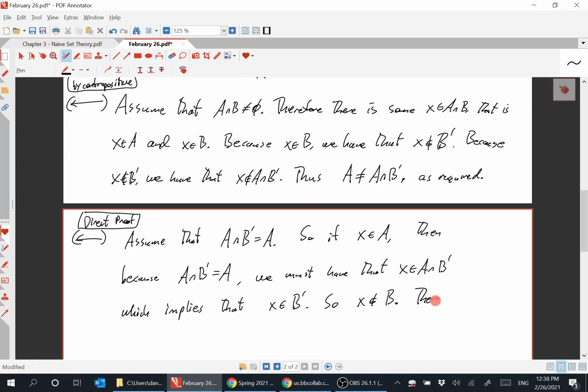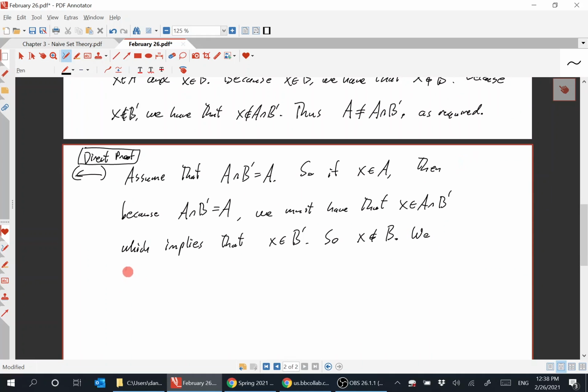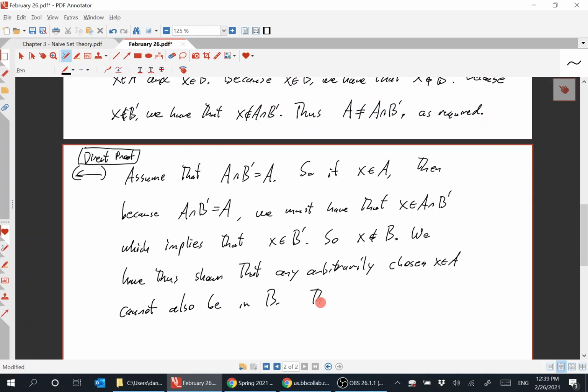Therefore, let me write that sentence. You don't have to, but let me write it. So we have shown that any arbitrarily chosen X in A cannot also be in B. Thus, A intersection B is empty. So actually, the proof by contrapositive, I think, is a little clearer.